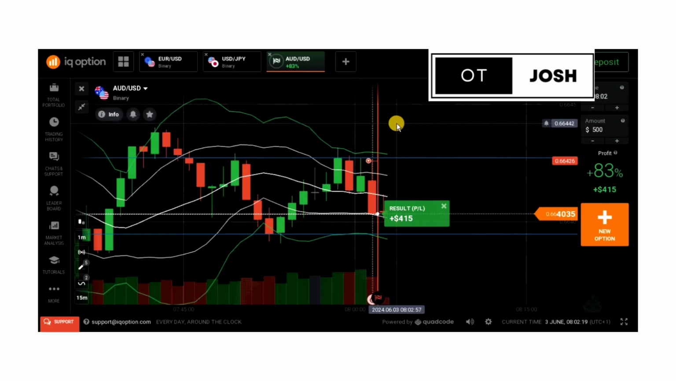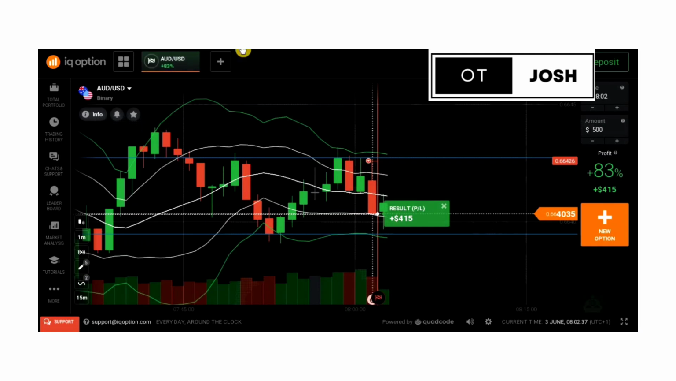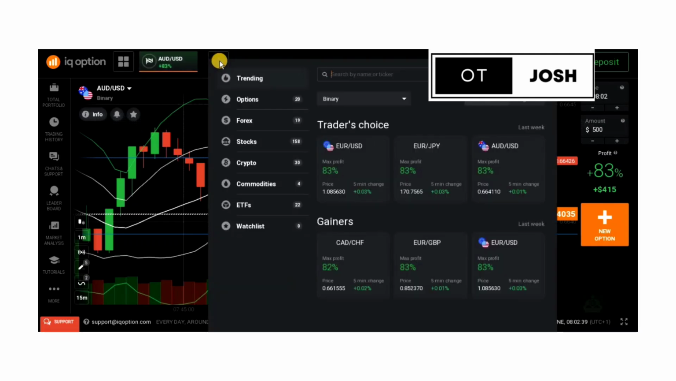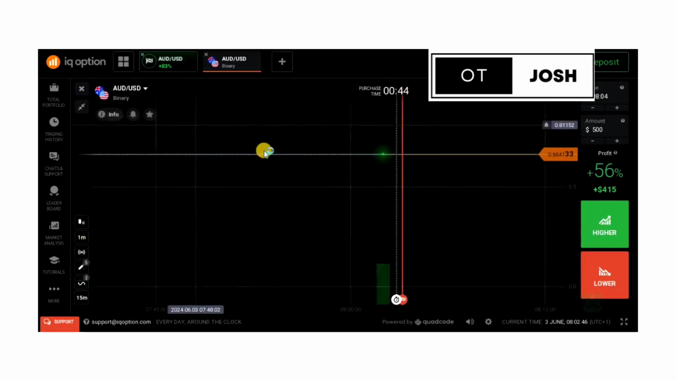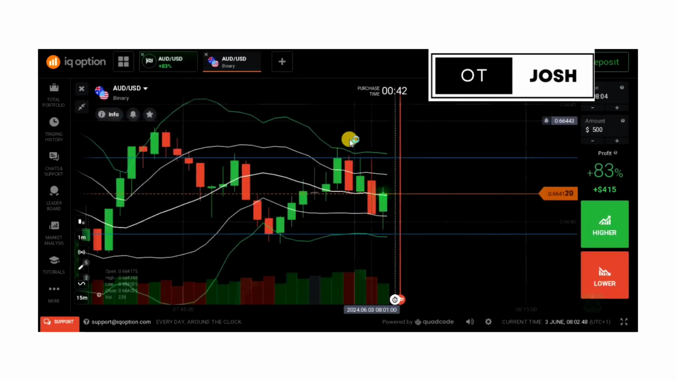This is a simple way to confirm your support and resistance strategy using the indicator as a volume guide. We can see now that the volume is high because the indicator is flat. This is what confirmation is all about. So let's go to another trade. AUD USD. Okay, let's continue our trade.